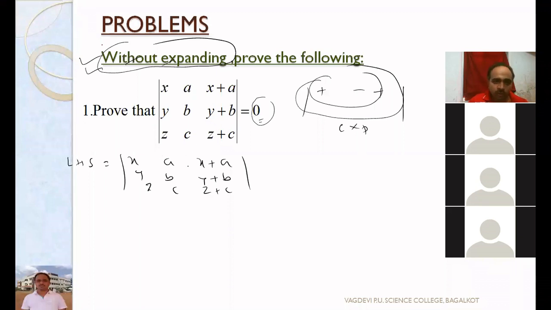So here, look at whether any rows are identical. Look at the first row, x, a. The second row, none are identical. Look at whether any columns are identical.